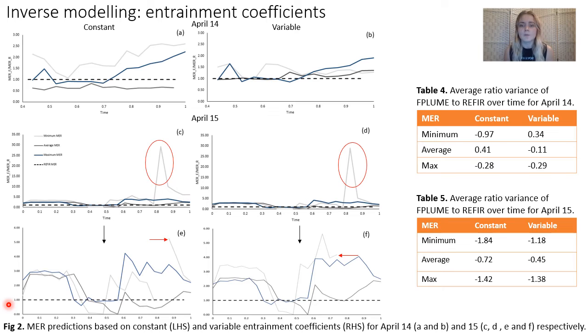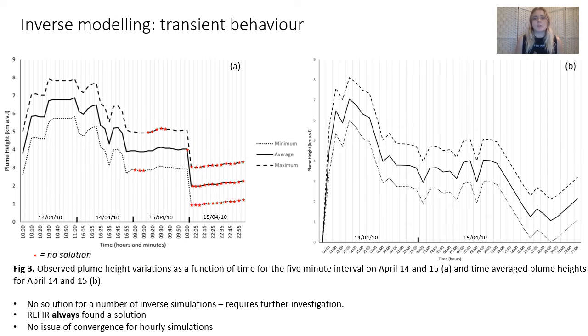The large peaks on April 15th for figures C and D are times when extremely low mass eruption rates were detected using REEFER, due to the observational uncertainties I previously mentioned. When extending both models to replicate transient source conditions, REEFER always found a solution. However, F-plume failed to converge for a large number of runs. The left figure red stars highlight the plume heights whereby F-plume failed to find a solution for mass eruption rate. It is also worth noting that the hourly simulations always converged. The reason for this lack of convergence at 5-minute intervals requires further investigation.